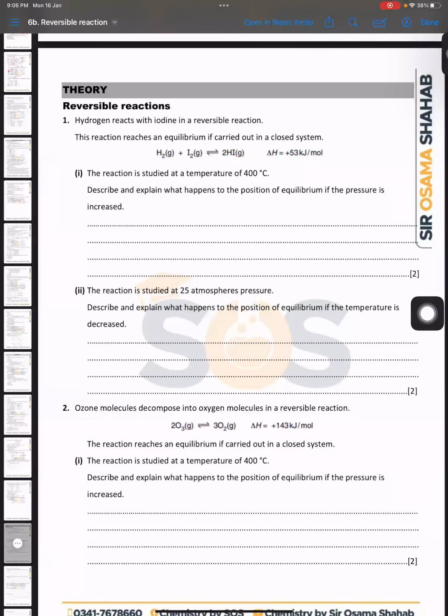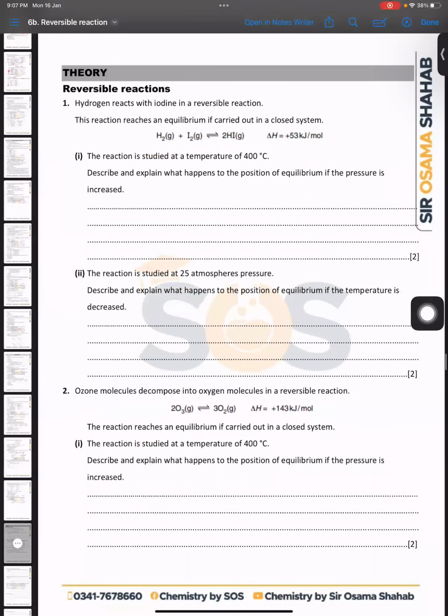Okay, so just look at over there. The question is saying that hydrogen reacts with iodine in a reversible reaction. The reaction reaches an equilibrium if carried out in a closed system. The reaction is given to you. You can see over there.